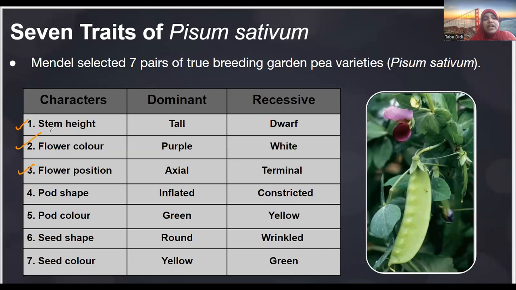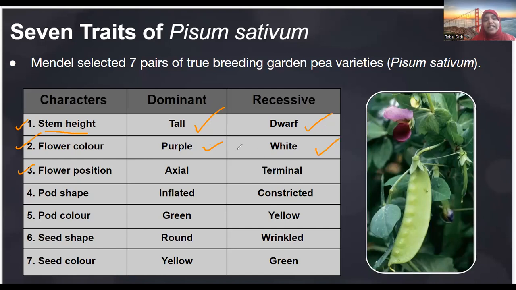The first one is height. There are only 2 types of plant possible in a pea plant: either the pea plant will be tall or it will be dwarf. You will not see any pea plant of intermediate height, somewhere in between. Either there is a definite height which we consider tall, or very short, dwarf. Then color: either the pea plant will have a purple color or it will have a white color.